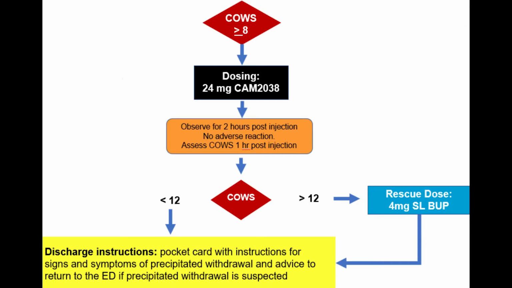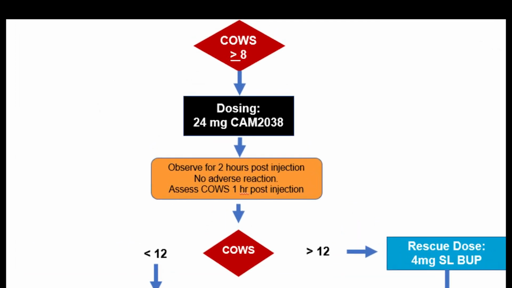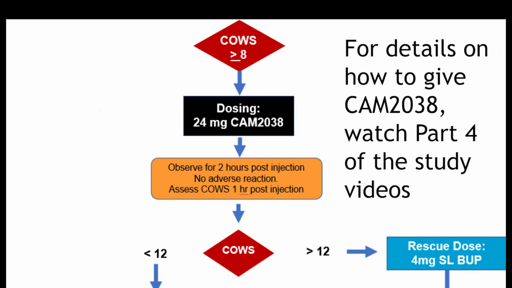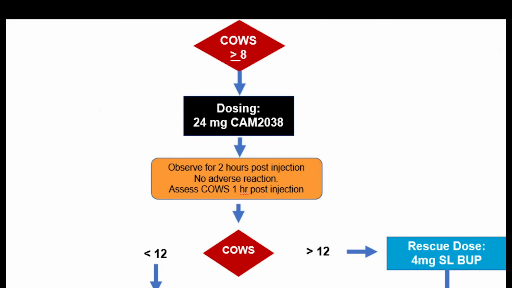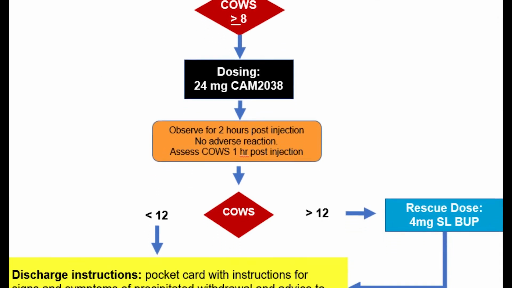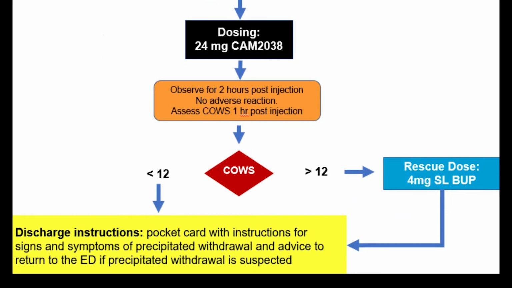Now let's look at the extended release buprenorphine arm of the study flow. This is the drug in question called CAM 2038. This arm requires at least 2 separate COWS scores separated by 2 hours of observation. The patient will receive the injection of the CAM 2038. For a detailed guide on how to give the medication, please watch part 4 of the study videos called CAM 2038 administration. After the injection, wait for 2 hours in observation, and the patient will need a second COWS score. If the patient still has a COWS score of over 12, a rescue dose of 4 milligrams of sublingual Suboxone should be given. Otherwise, the patient can be discharged home.